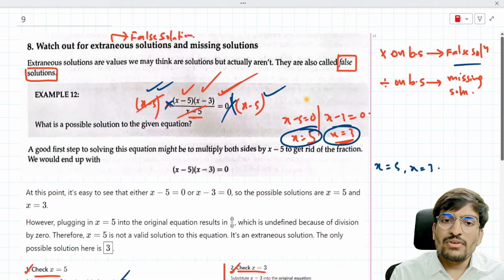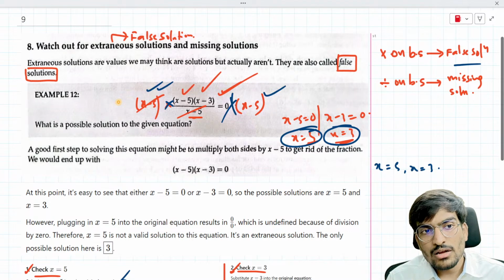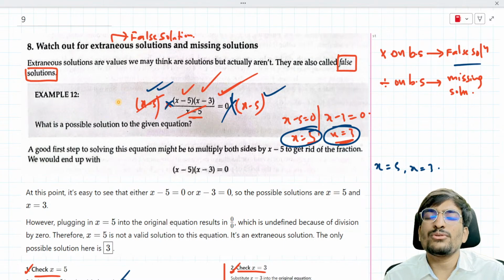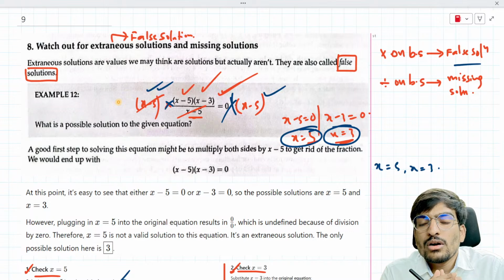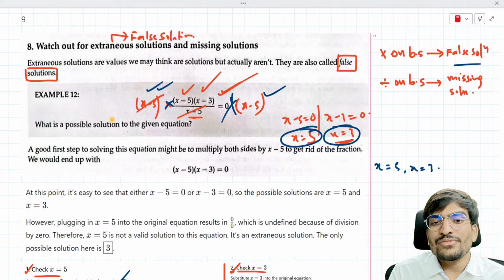So remember, when you multiply things on LHS and RHS, you may end up with a false solution. But still we do this because we want answers quickly, to solve the question quickly and save time. And how do we know which is true and which is false? Just try to plug it in the way I did.